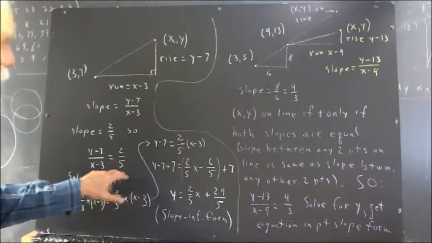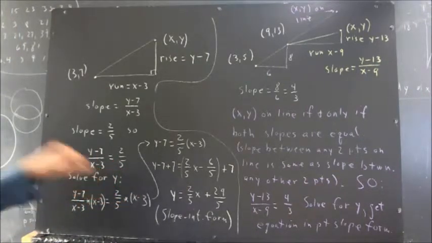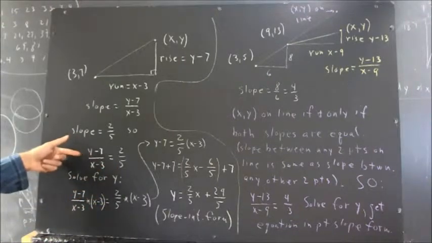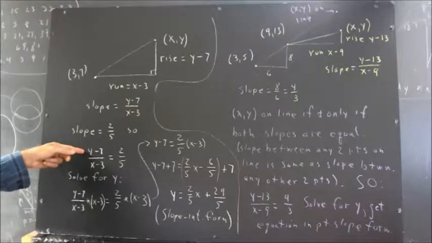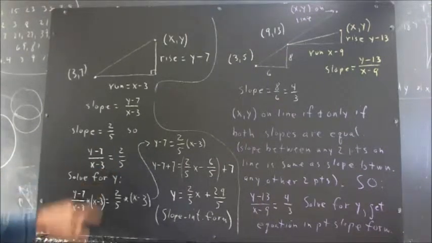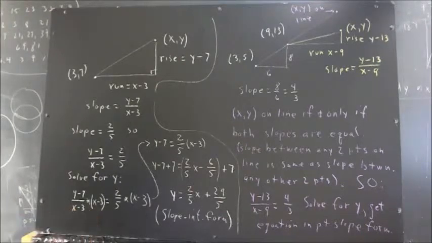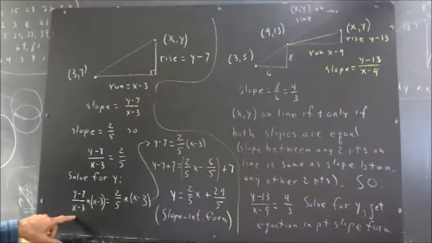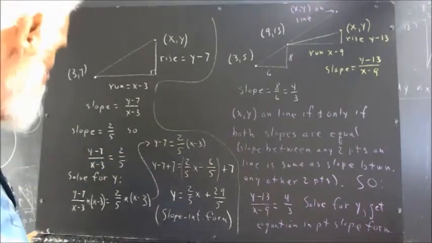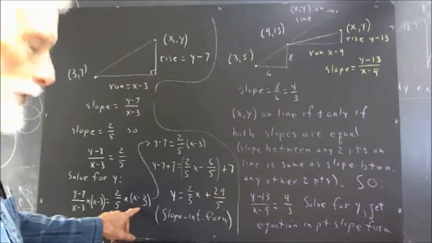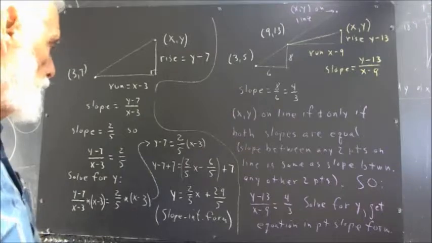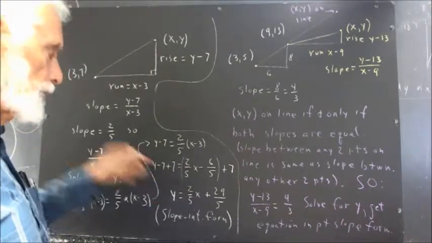We could multiply by the common denominator 5 times the quantity x minus 3. But if you think about it, that complicates things by putting a coefficient other than 1 in front of y. So we'll leave that off, and we'll simply multiply by x minus 3. And, of course, then x minus 3 divided by x minus 3 is 1, leaving us just y minus 7 on this side. And on this side, we have 2/5 times the x minus 3, by which we multiplied the 2/5. Then we add 7 to both sides.